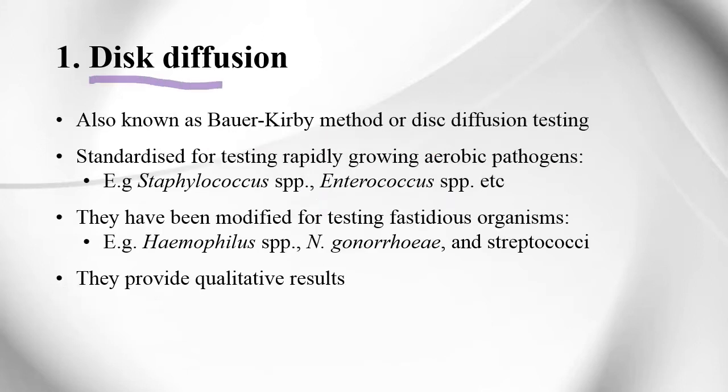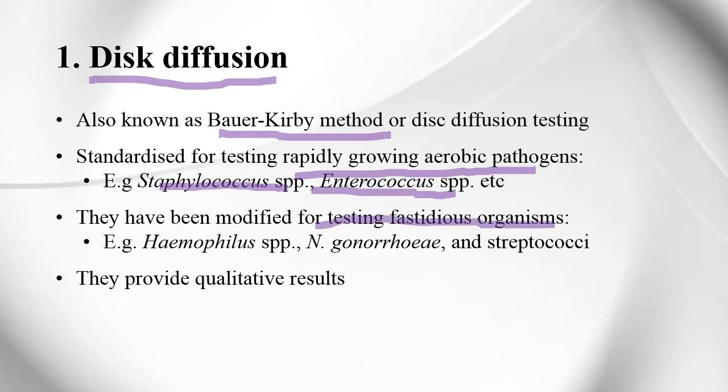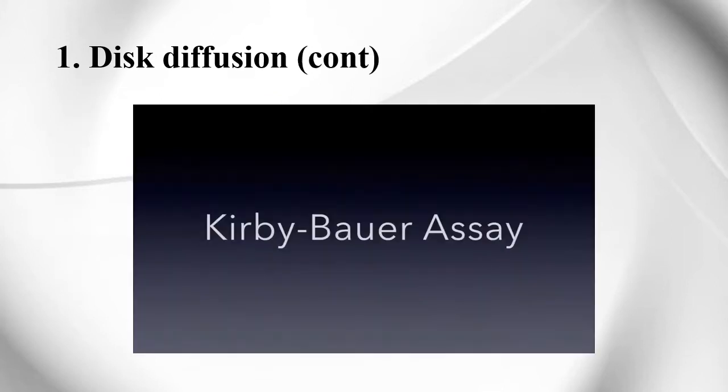Okay, the first one is disc diffusion, also known as the Kirby-Bauer method. The standard procedure for rapidly growing aerobic pathogens is well established, especially for Staphylococcus aureus, Enterococcus species, and etc. On the other hand, for the fastidious bacteria, you need to tweak the assay a little bit, especially for Haemophilus species, Neisseria gonorrhoeae, and Streptococci. Another thing you have to remember is that disc diffusion only provides qualitative results, it's not giving you any quantitative results. Okay, let's watch the video of how a Kirby-Bauer assay can be done.